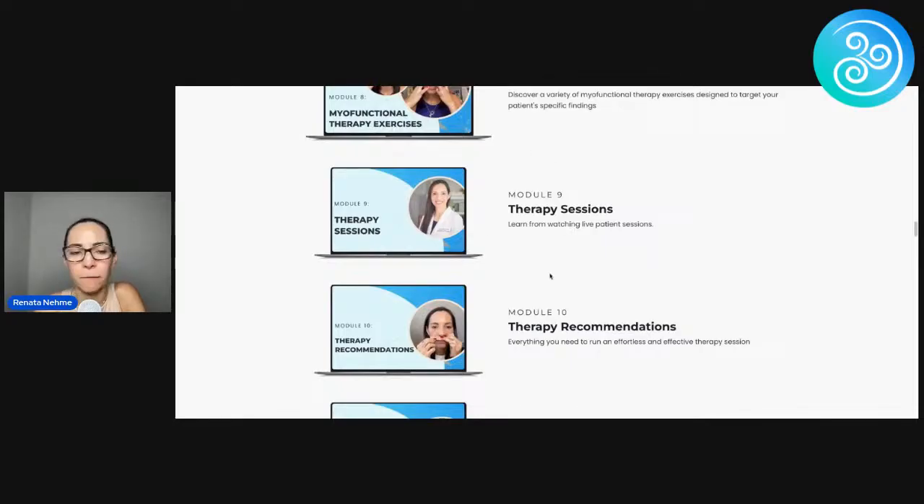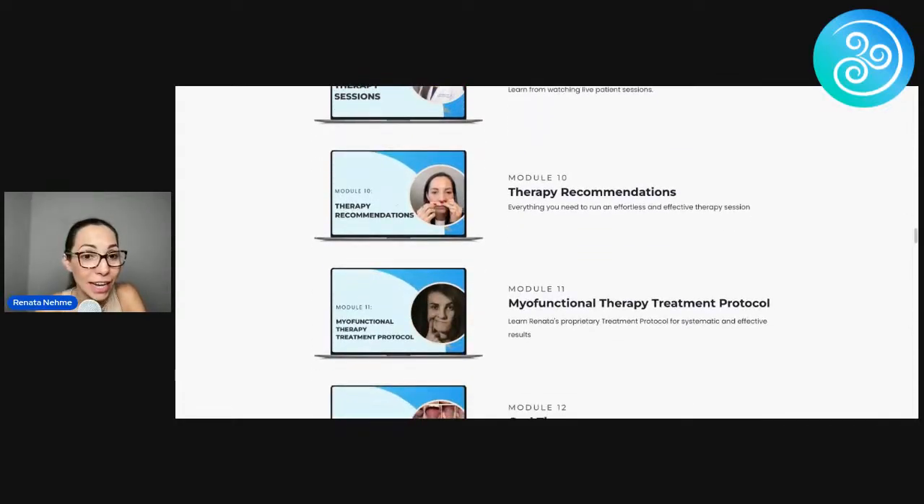Therapy sessions, step by step. You're going to be able to shadow us. I mean, it's so important for you to see somebody work. So here we are seeing real patients, and you're going to be able to follow along and learn from every single patient that we see, different ages, different conditions, and how we interact with them, what kind of questions we ask, and what kind of exercises we recommend them doing.